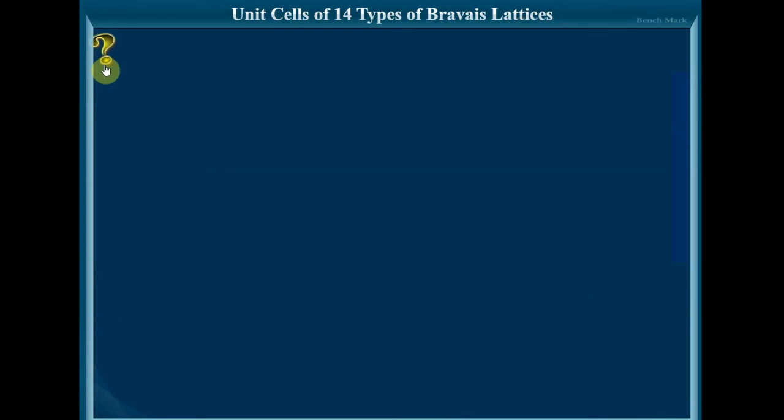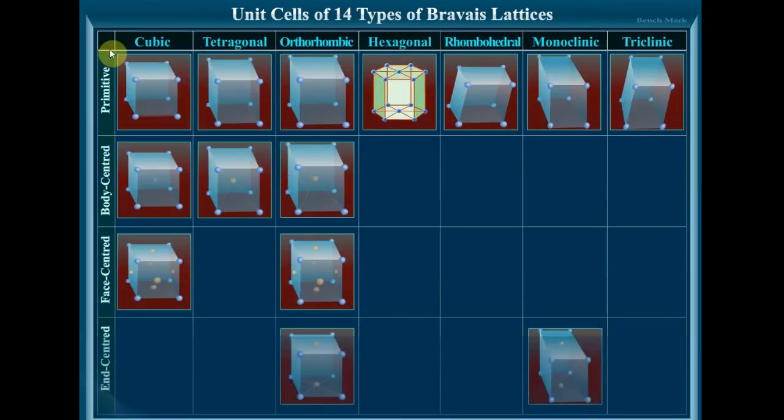Now there are 14 three-dimensional lattices altogether. These 14 different types of lattices are known as Bravais lattices. The unit cells for these 14 lattices are what is given here. Altogether, the total number is given here in the picture. You just need basic knowledge of this.